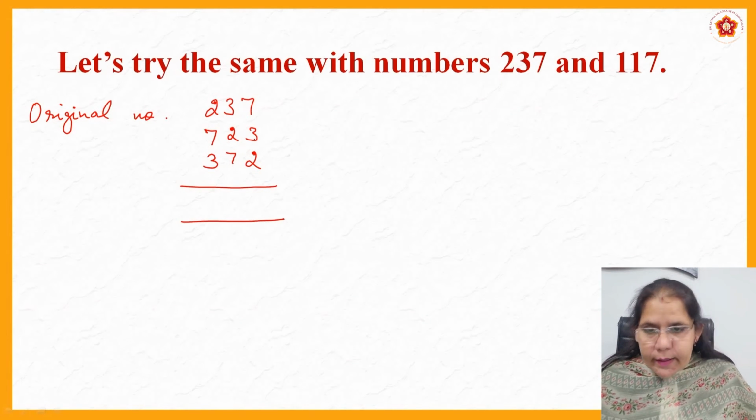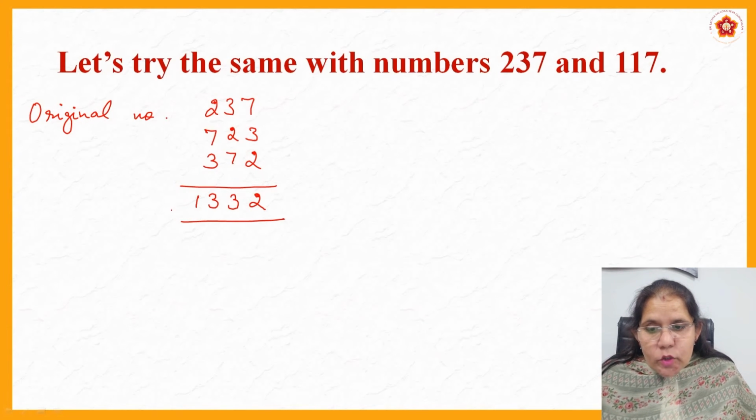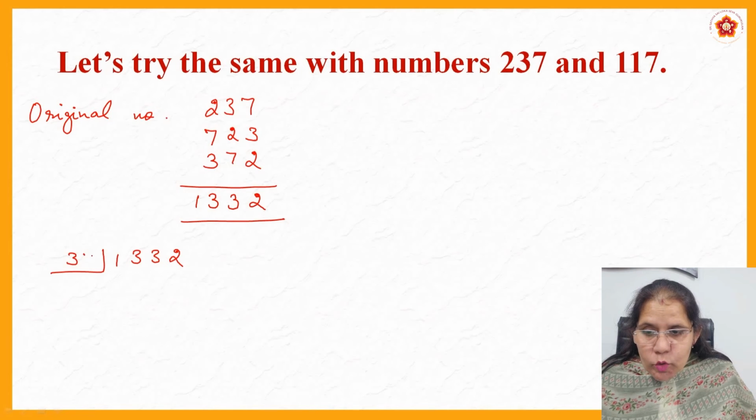After this we add. 7 plus 3 is 10, 10 plus 2 is 12. This is also 3 plus 2, 5, 5 plus 7, 12, 12 and 1 carry 13. Again 1 carry, 7 plus 2, 9, 7 plus 2 is 9, 9 plus 3 is 12 and 1 carry, so it becomes 13. So our number is 1332. Now divide 1332 by 37. Just see what remainder we are going to get.